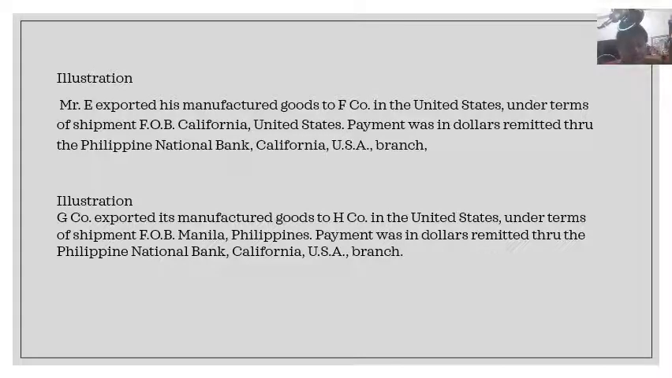Another, G company exported its main manufactured goods to H company in the United States. So, US ulit. Under terms of shipment, FOB Manila, Philippines. Payment was in dollar remitted through the Philippine National Bank, California, USA branch.